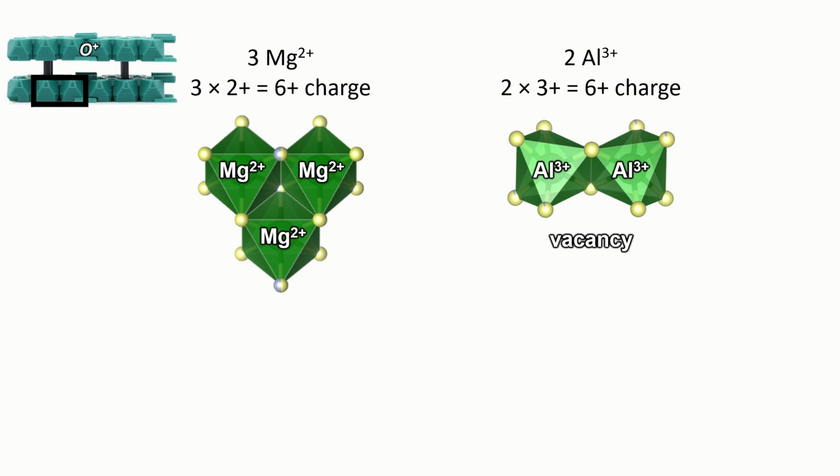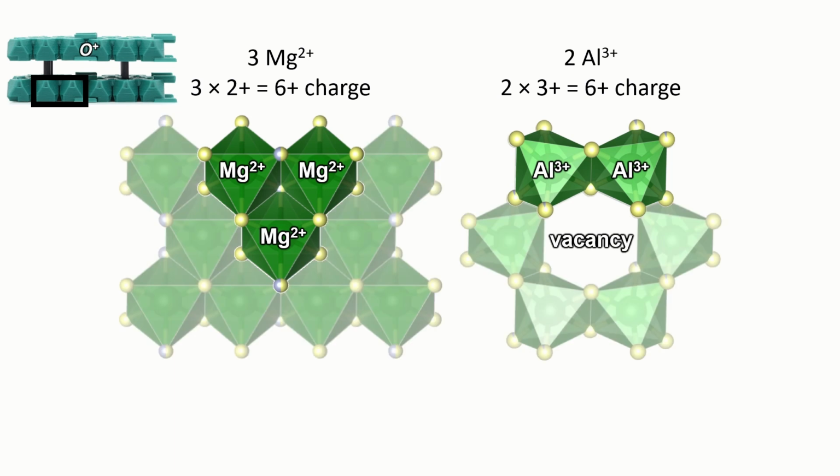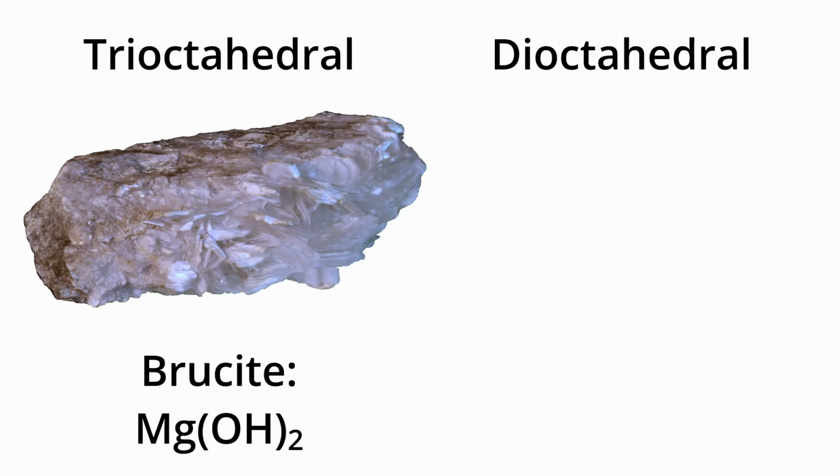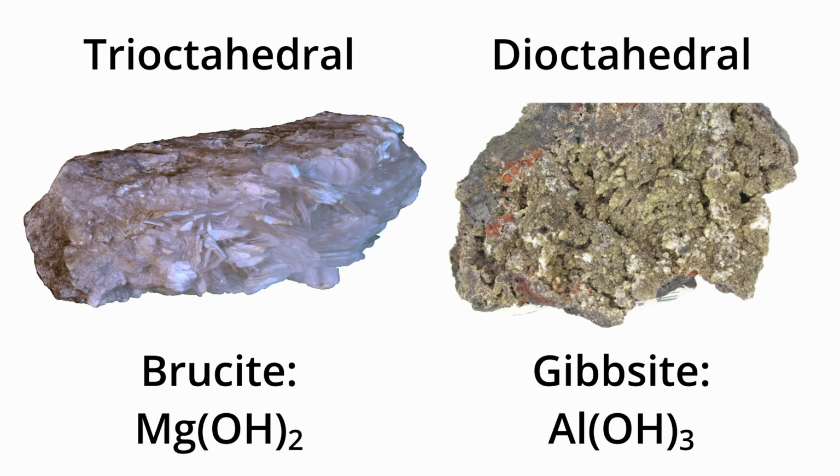We can extend this structure to get an idea of how it would look for an infinite sheet. To put a name to these two structures, we go back to the sites that we started with. The configuration on the left has 3 octahedra, whereas the configuration on the right has 2 octahedra. Thus, the configuration on the left is referred to as trioctahedral, whereas the one on the right is dioctahedral. Now we can see that brucite is trioctahedral, whereas gibbsite is dioctahedral.